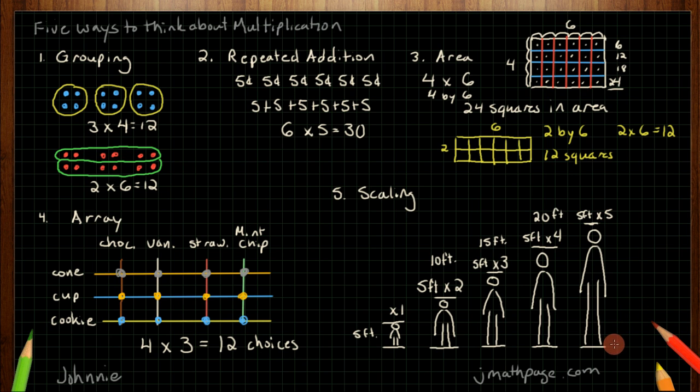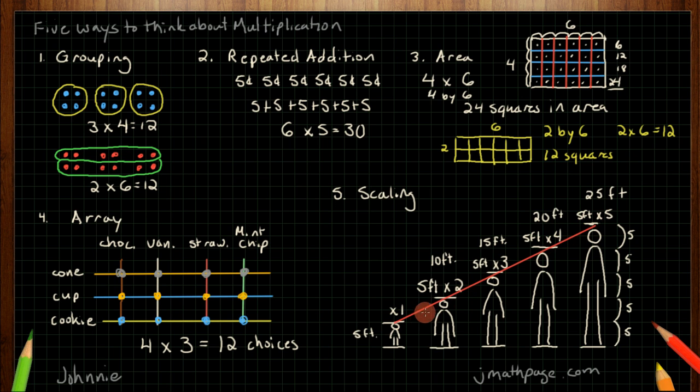We can look at it this way too. This person is going to be 5 feet, another 5, a third 5, a fourth 5, and a fifth 5. And we can count them. 5, 10, 15, 20, 25 feet tall. That is so tall. We can see with scaling how everything is about growing taller and taller and taller. So we start with our first person, and it just grows and grows and grows until we get to the tallest person. Okay?